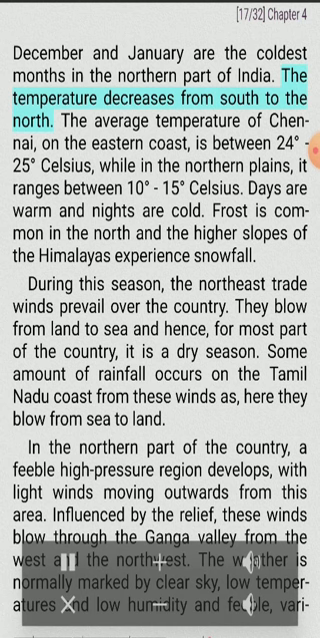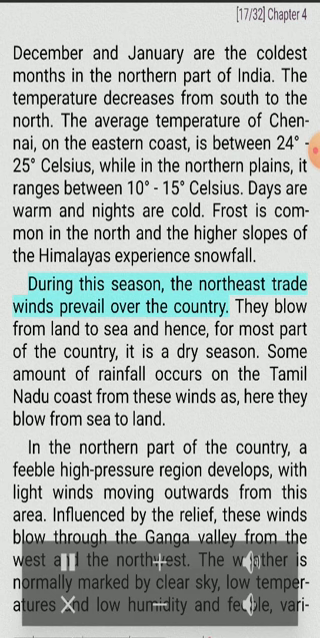The temperature decreases from south to the north. The average temperature of Chennai, on the eastern coast, is between 24 and 25 degrees Celsius, while in the northern plains, it ranges between 10 and 15 degrees Celsius. Days are warm and nights are cold. Frost is common in the north, and the higher slopes of the Himalayas experience snowfall.